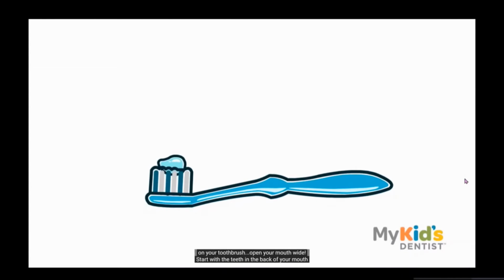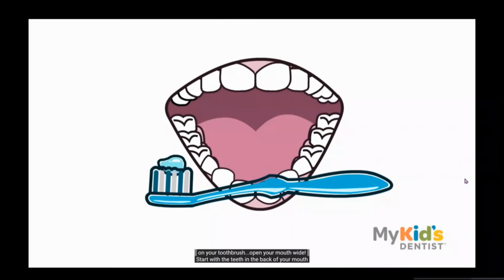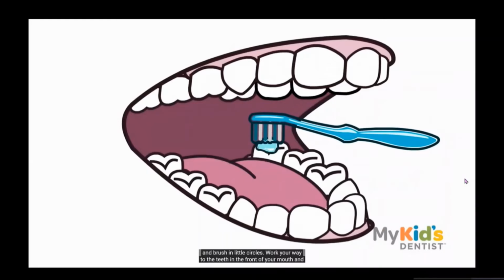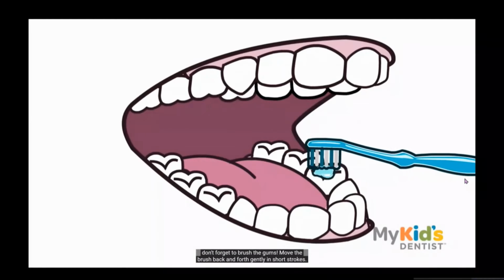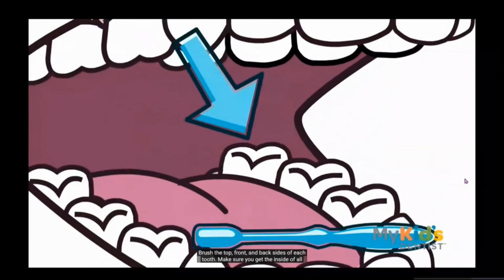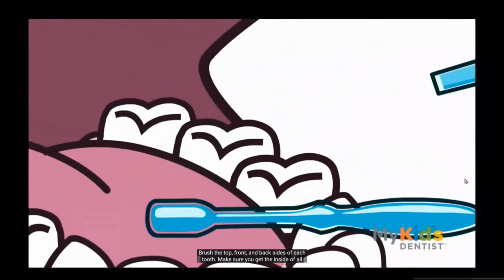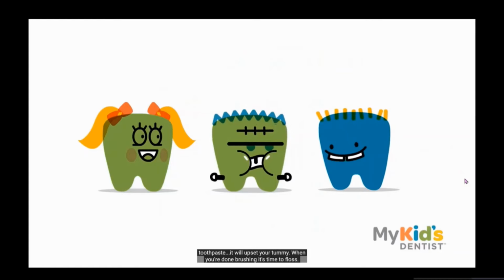Once you have the toothpaste on your toothbrush, open your mouth wide. Start with the teeth in the back of your mouth and brush in little circles. Work your way to the teeth in the front of your mouth. And don't forget to brush the gums. Move the brush back and forth, gently in short strokes. Brush the top, front, and back sides of each tooth. Make sure you get the insides of all the teeth. When you're done, be sure to spit out all the toothpaste. Don't swallow the toothpaste. It will upset your tummy.